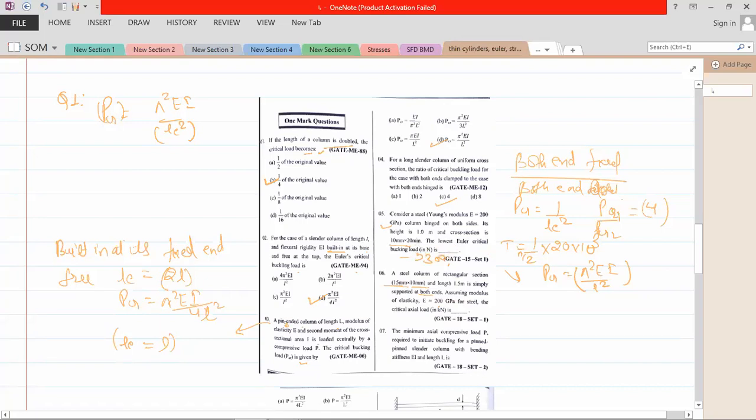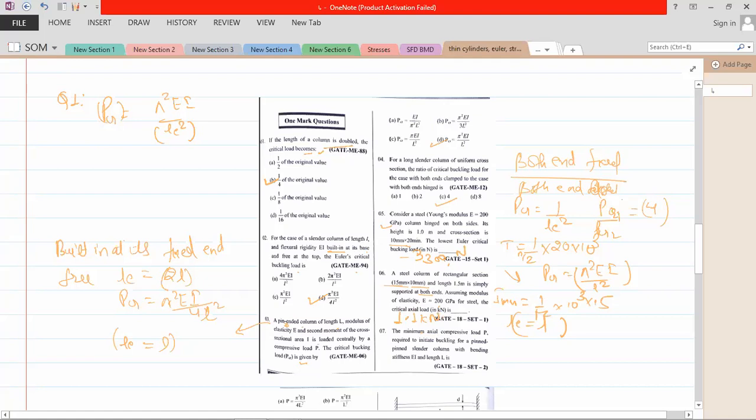333, around 333 Newton. And for here you can see that here you also take I minimum is equal to 1 by 12 into 10 raised to the power 3 into 15. This is your I, and both ends are simply supported. So LE is equal to L, and you just substitute and solve it. The value would come 1.1 kilonewton.